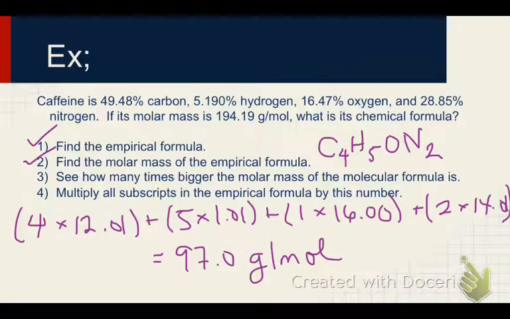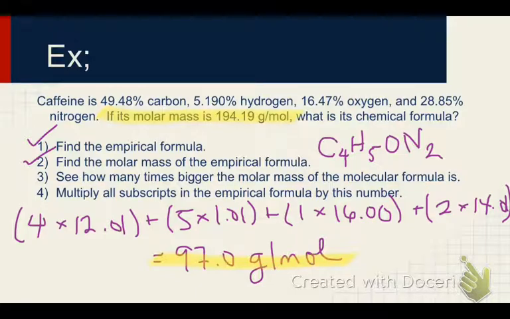Now, step 3 is where it gets interesting. It says, see how many times bigger the molar mass of the molecular formula is. And that's always given to you in the problem. So the problem says if its molar mass is 194.19. And so our molar mass is not 194.19. It's some amount smaller than that. So we need to see how many times bigger is the real formula than the empirical formula. So we're just going to divide the two.